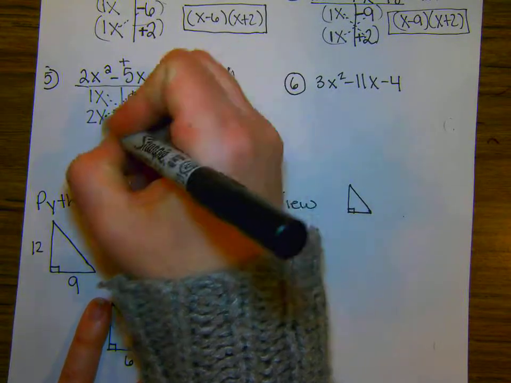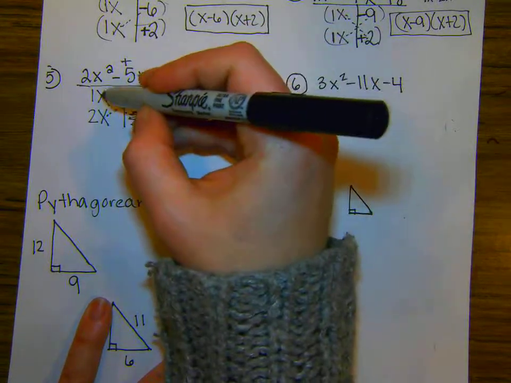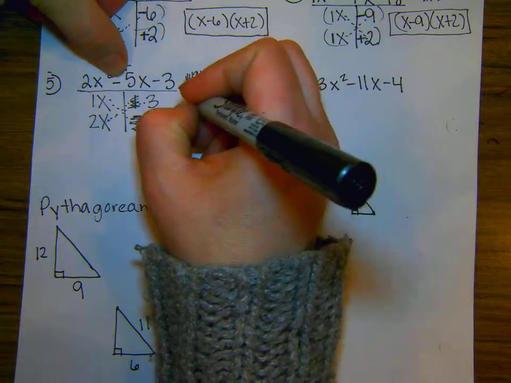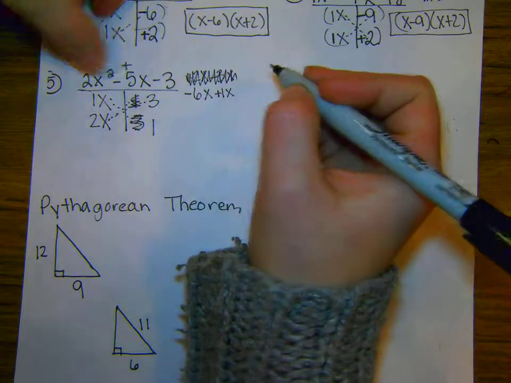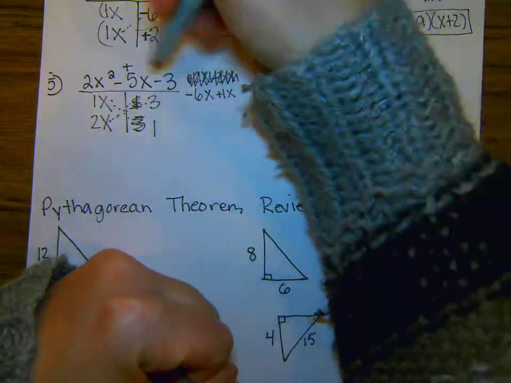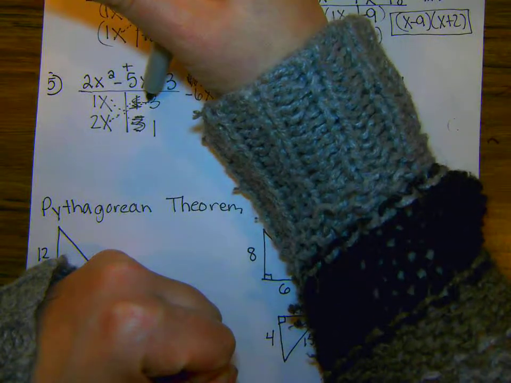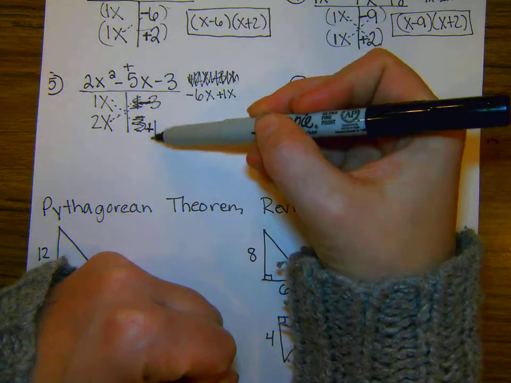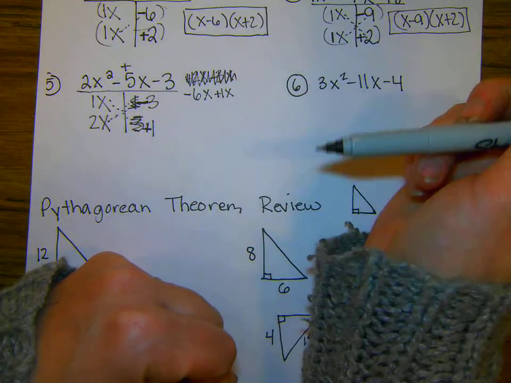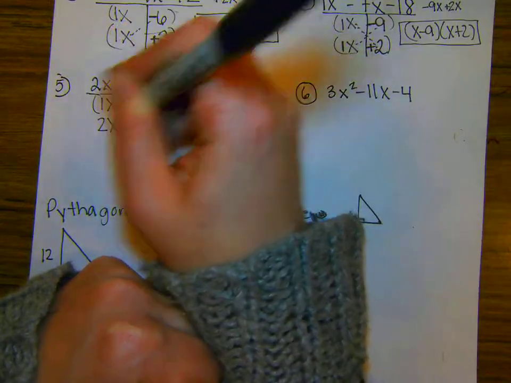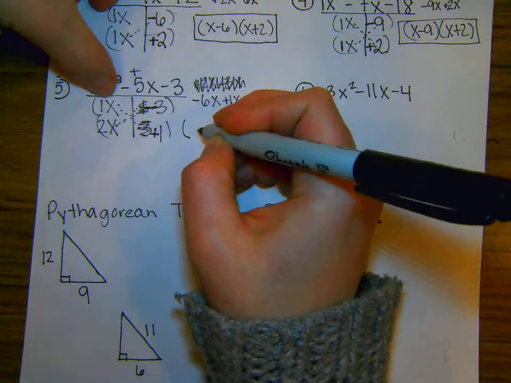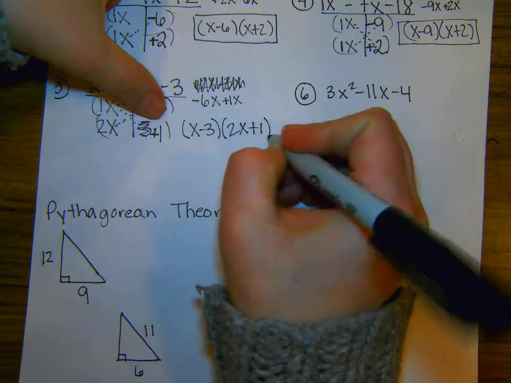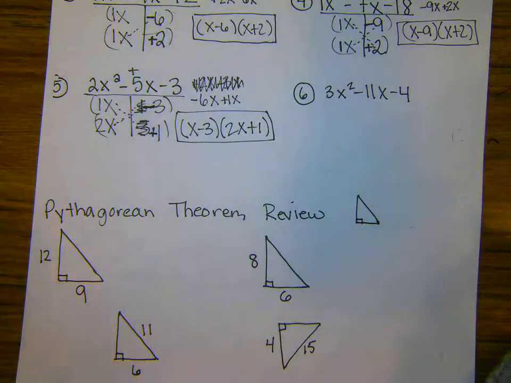2x times 3 is 6x. 1x times 1 is 1x. Now, these will add to negative 5 as long as the 6 is negative and the 1 is positive, which works out because if you notice, to make the 6 negative, the 3 here is negative and the 1 is plus. So these will multiply to a negative 3 and add to that. So you put your parentheses straight across. So your answer is 1x minus 3 and 2x plus 1 when you go straight across.